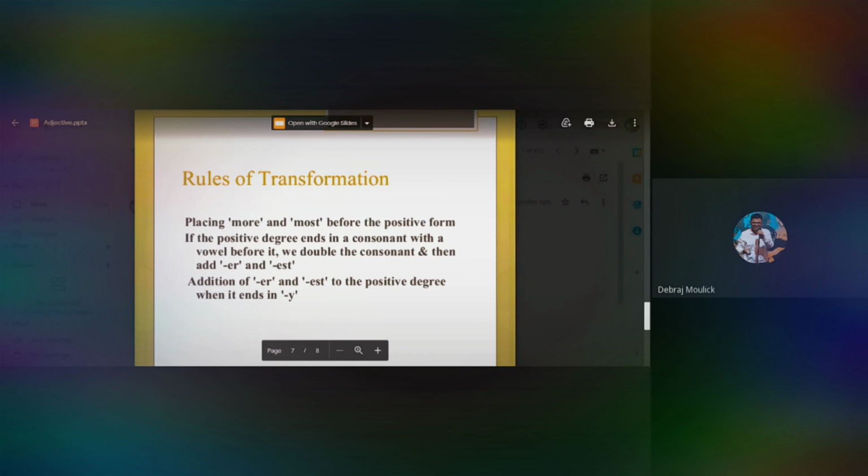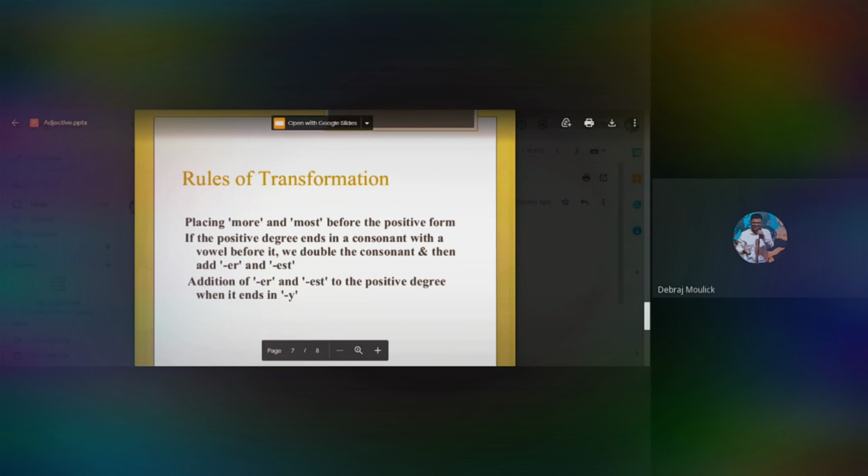For example, big is the positive degree. For the comparative, we double the consonant and add er, so big becomes bigger, and then we have the biggest. Dim, dimmer, dimmest. Fat, fatter, fattest. Hot, hotter, hottest.